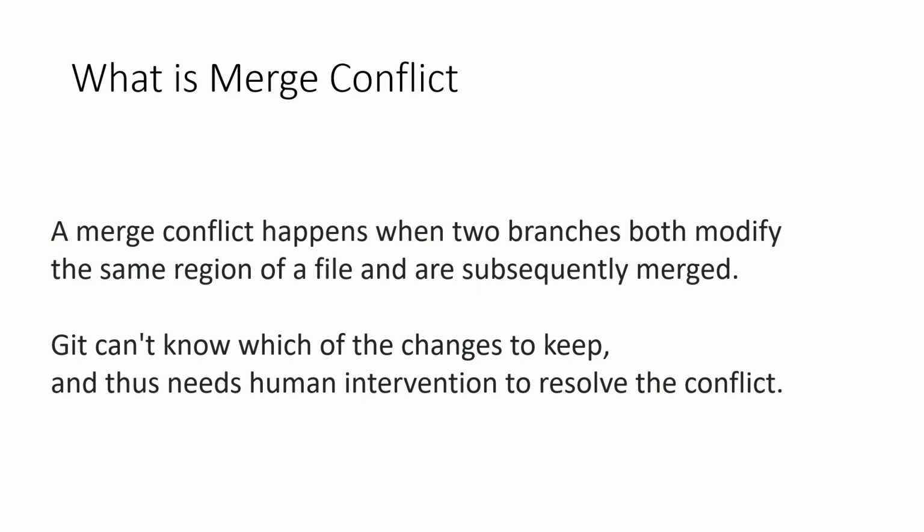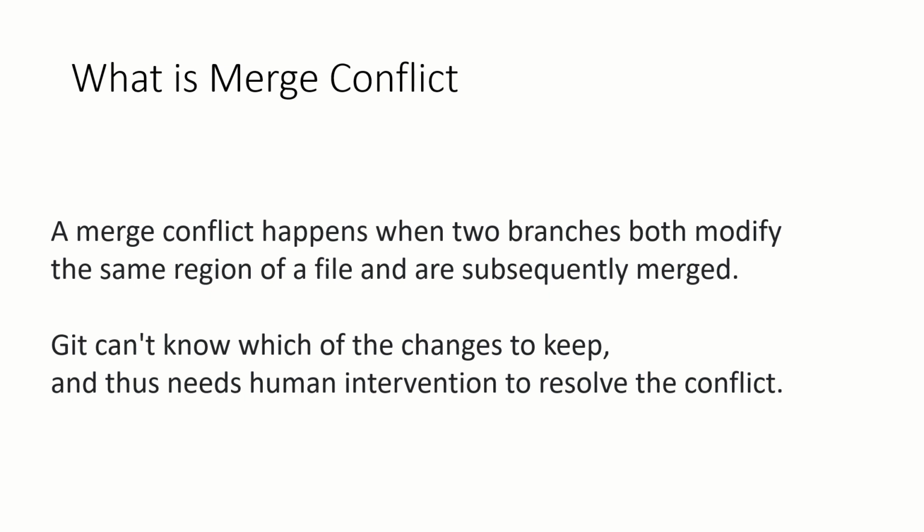So here it is written that a merge conflict happens when two branches both modify the same region of a file and are subsequently merged. Okay, so let me explain what this line means. So let's say you have one application or project and you have published that project to GitHub. At this time, when you publish that project for the first time to Git, you have only the main or the master branch. Okay, let's say you have the master branch.